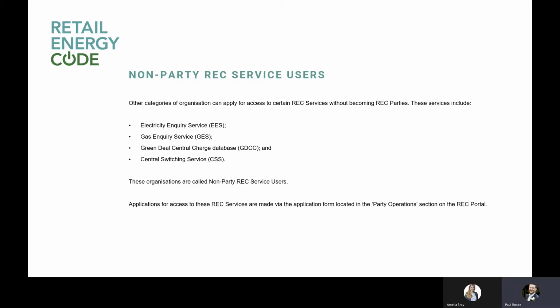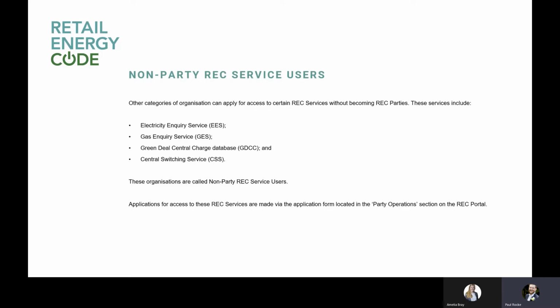Applications for access to these REC services are made via the same application form as REC party accession applications, located in the Party Operations section of the REC portal. Applicants will be able to specify the REC services they are seeking access to within the form on the portal. Once a form has been submitted, the Code Manager will verify the information is correct and that the organisation is eligible to become a non-party REC service user.